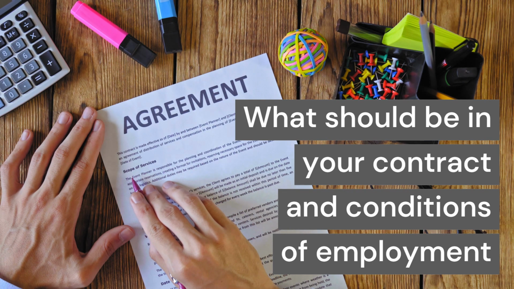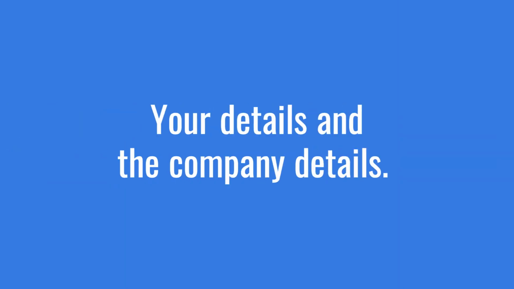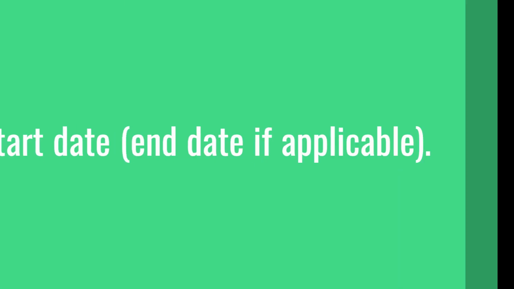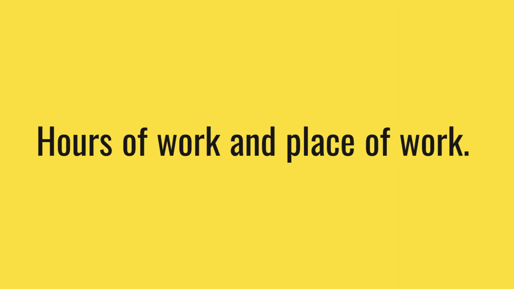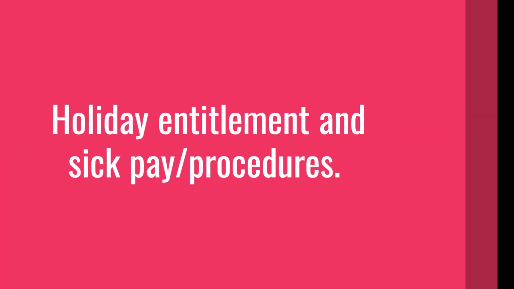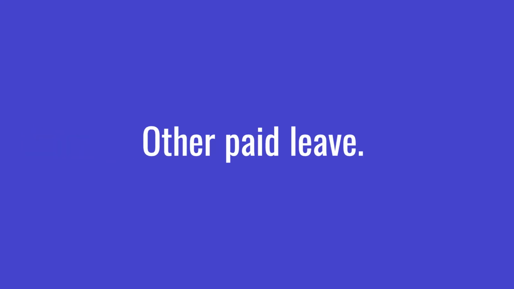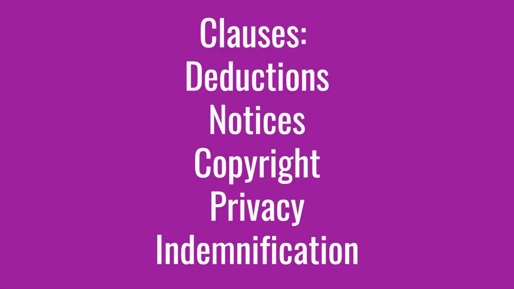What should be in your contract and conditions of employment? Your details and the company details. Remuneration. Start date, end date if applicable. Hours of work and place of work. Responsibilities of the job. Holiday entitlement and sick pay procedures. Other paid leave. Clauses, deductions, notices, copyright, privacy, indemnification.